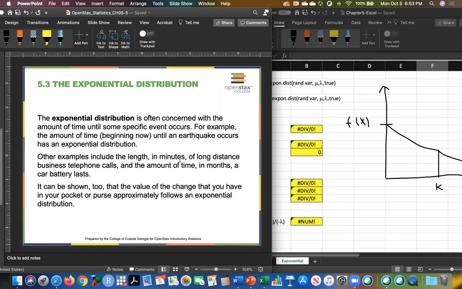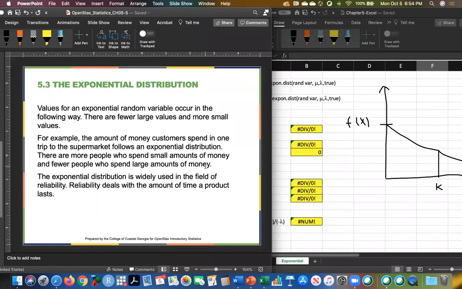Other examples include the length in minutes of long distance business telephone calls, the amount of time in months a car battery lasts. So you want to know how long your battery is gonna last. You know that something is coming at some point, and you might be wondering what is the likelihood that this is gonna occur in the next couple of months. It can be shown too that the value of change that you have in your pocket or purse approximately follows an exponential distribution. So this is also going to be very simple.